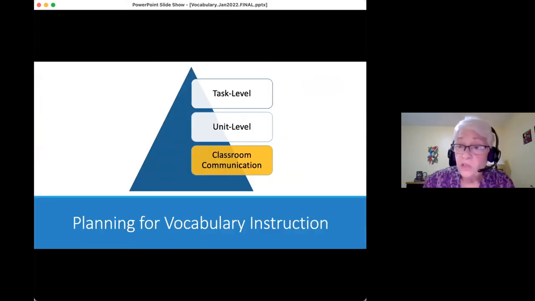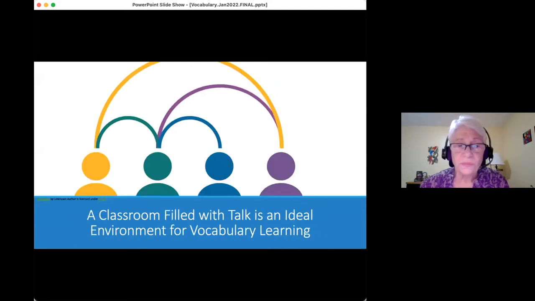So now moving on to our second goal, we're going to be thinking about classroom communication as a place where we can plan for our students' vocabulary instruction. A classroom that's filled with talk creates an ideal environment for vocabulary learning. So let's take a closer look at this idea.